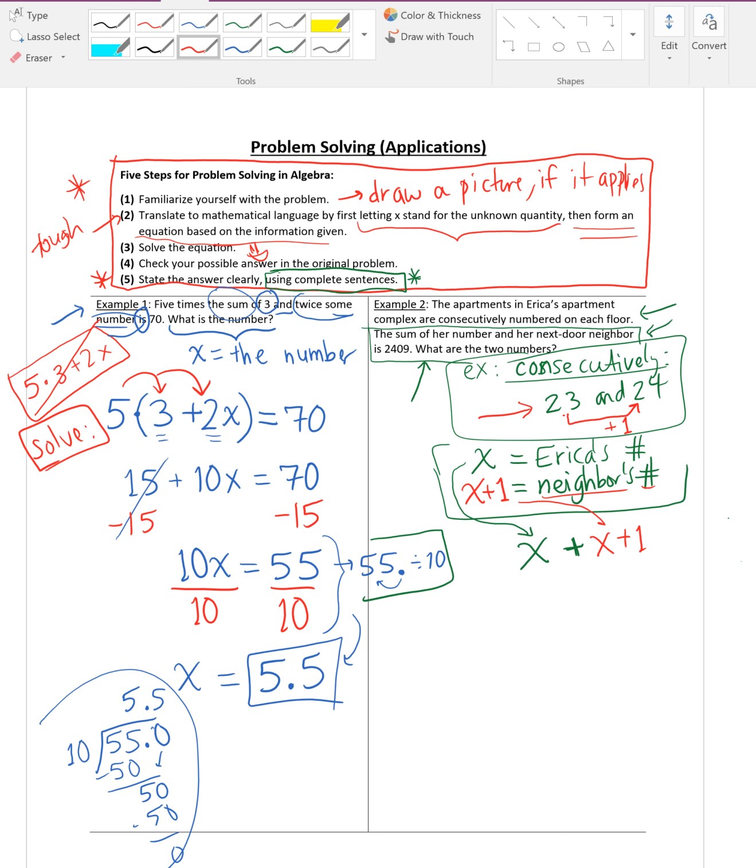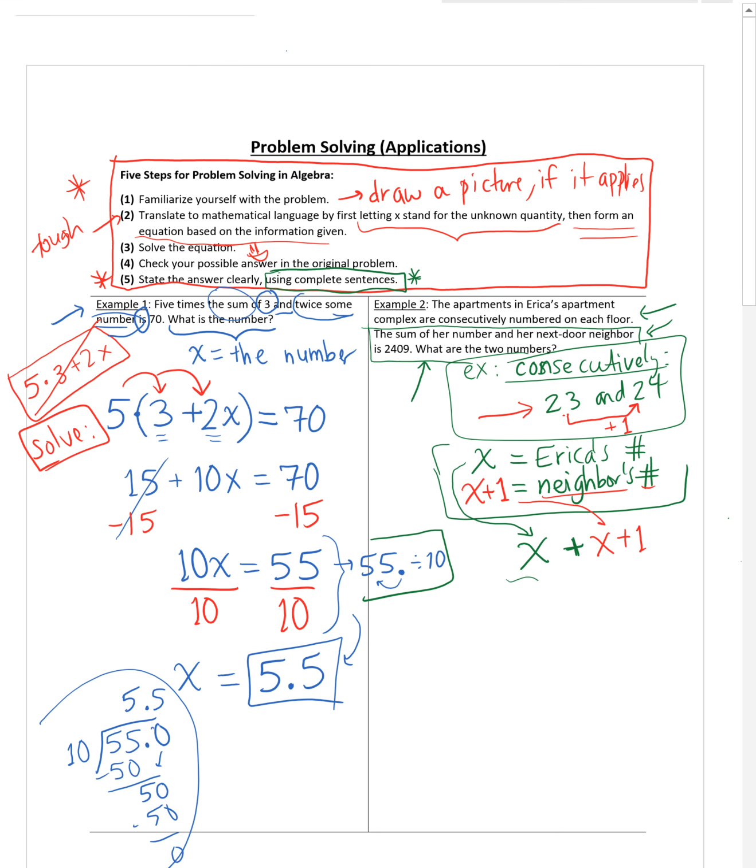Aha! So hopefully that makes sense. This is her number, neighbor's number. And the sum, they said the sum of it, so you're adding them together. And then what do they say? Is 2409. Remember, is code word for equals, and then the number. Aha, I think that's it. The sum means add of her number, X, and the neighbor's number, X plus 1. Okay, we're ready. Now I've got it set up.